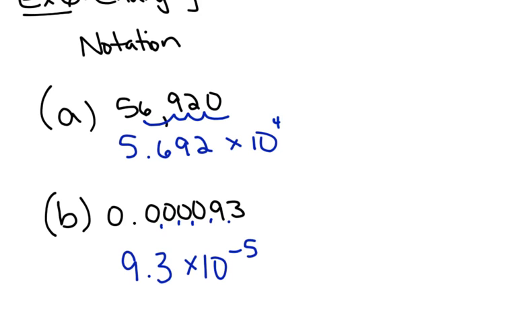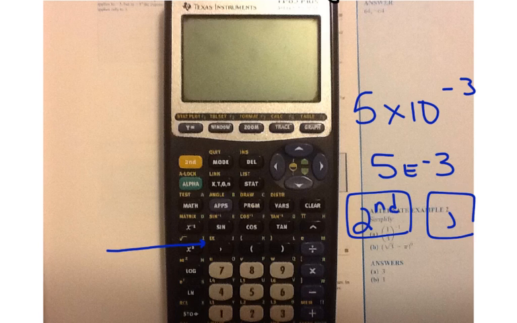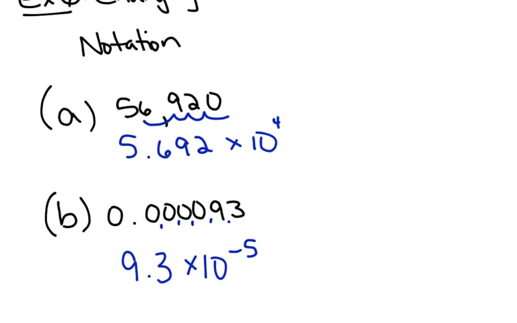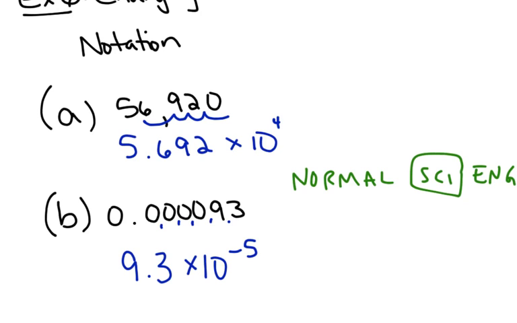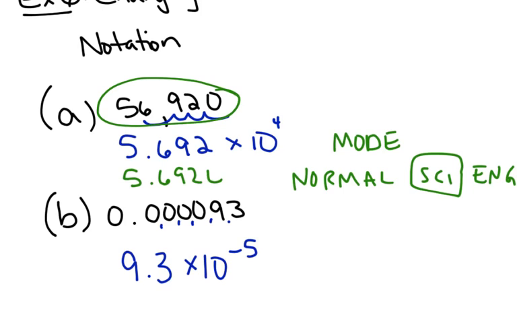Well, what if you wanted to have your graphing calculator do this for you? Well, let's go back here for a second. If you hit mode, at the top of your screen you will see normal, sci, and eng. And it's probably already highlighted on normal. Well, if you change the mode to be sci, that's scientific notation. So you have to put the cursor on it and hit enter. Then type this in the face of your calculator and hit enter. And what will pop up on your screen will be this.